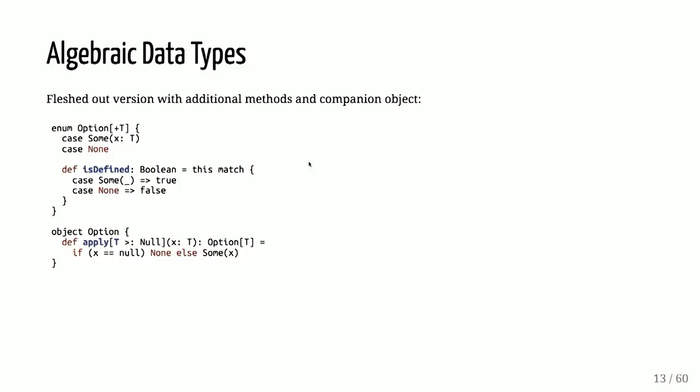So here, for instance, is the option defined where you could then do a pattern match on the two cases that you have. And you can have a companion object for your type. So here in this companion object, you have the usual apply method for options, which says, well, if it's null, then you get None, and otherwise you get Some of x.